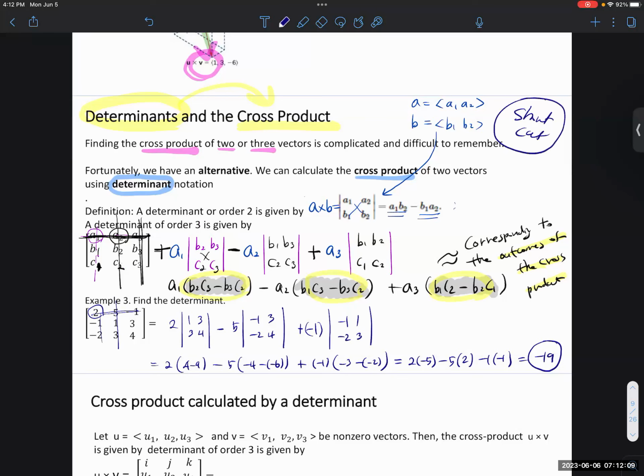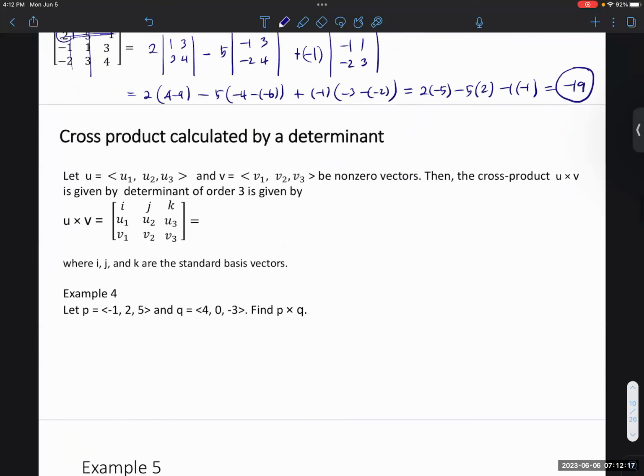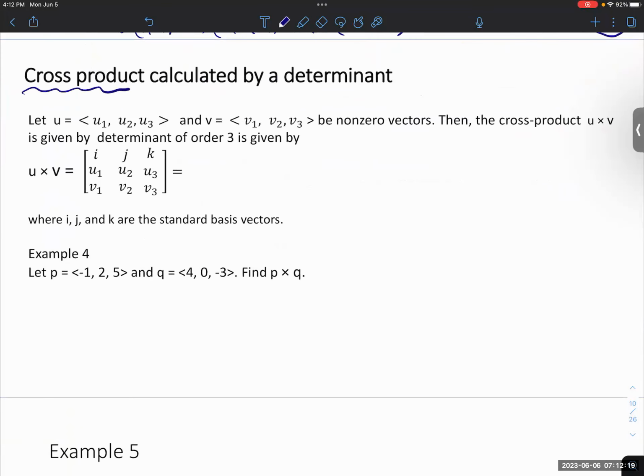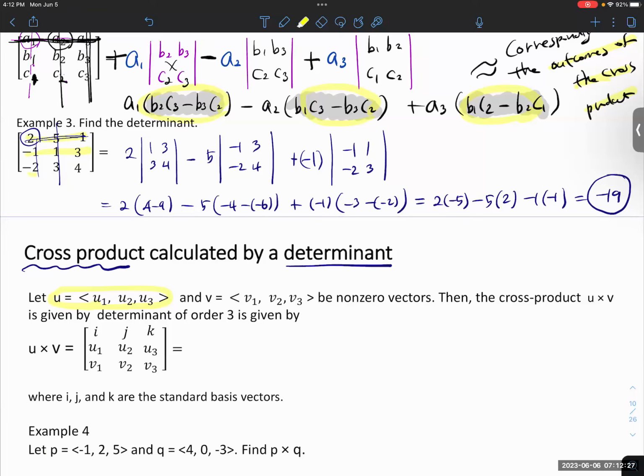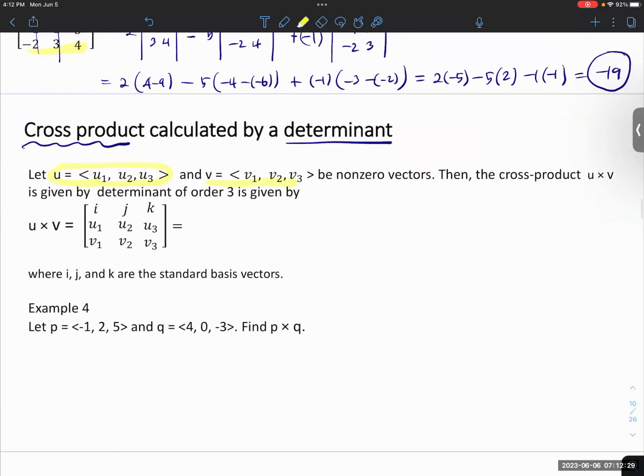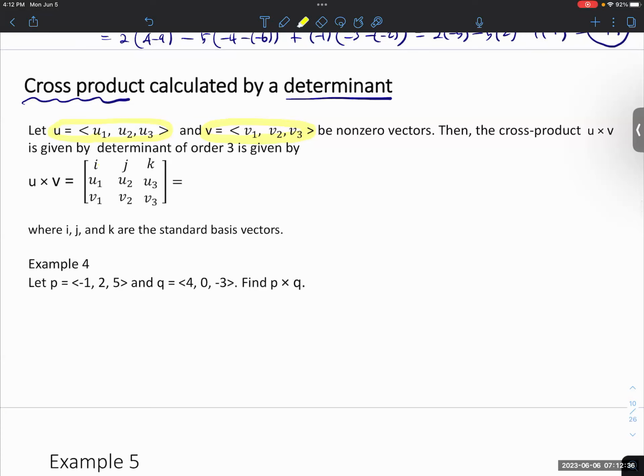Okay, to find out the cross product outcome, let's take a look at more in the vector system. Let's go to the same concept. The cross product can be calculated by a determinant. We just talked about it. Again, if you have a 2 vector, not 3 vector, I still want to find out the cross product outcome. In that case, the first row is going to be I, J, K because it's going to be standard.